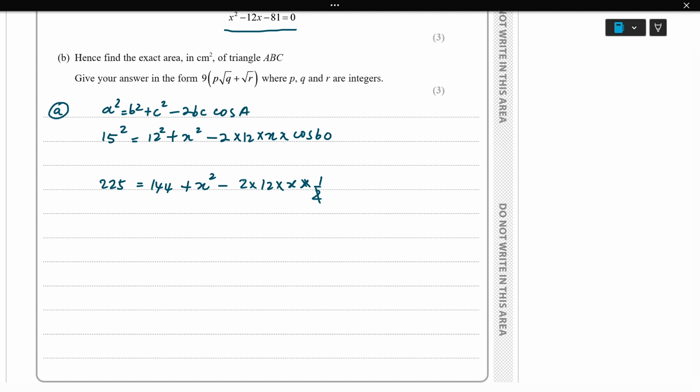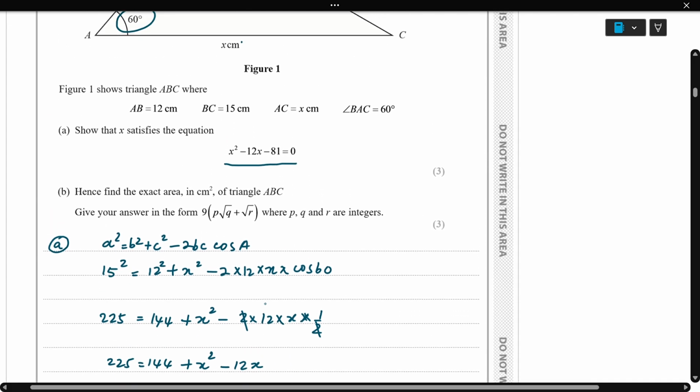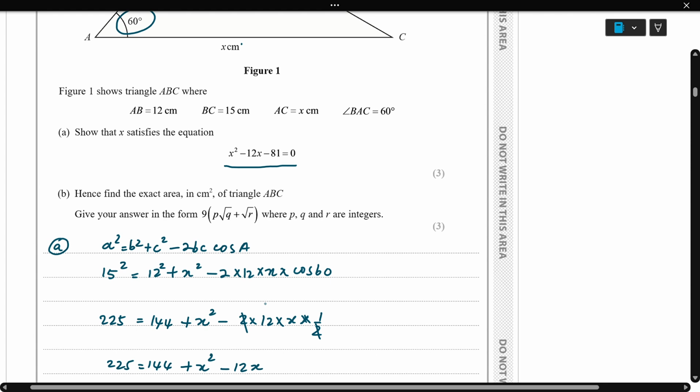So this 2 and 2 we can simplify. So 225 equals 144 plus x squared minus 12x. So rearrange: x squared minus 12x plus 144 minus 225 equals 0, which is x squared minus 12x minus 81 equals 0. This is the thing we need to show. We have done the first part.